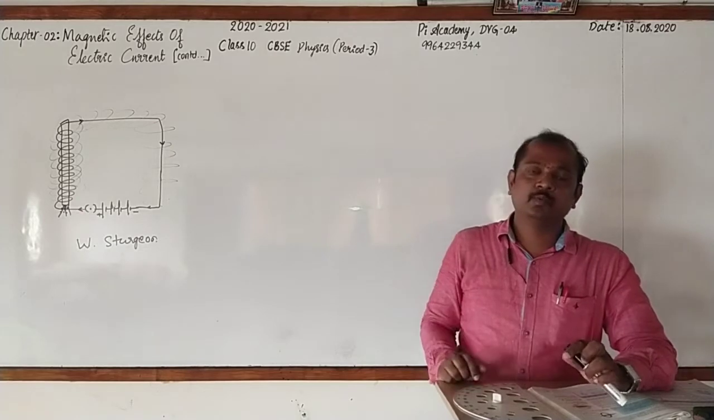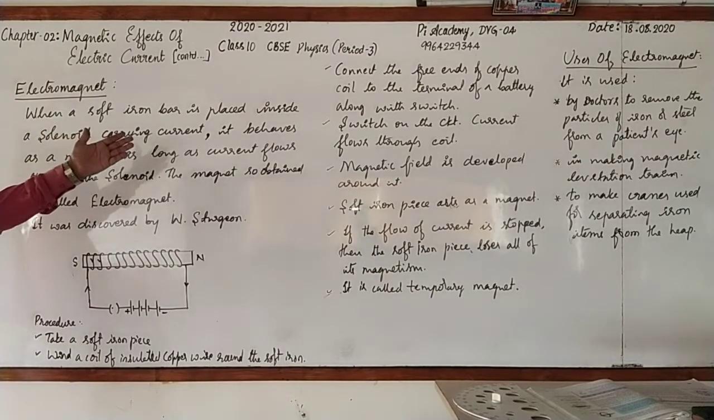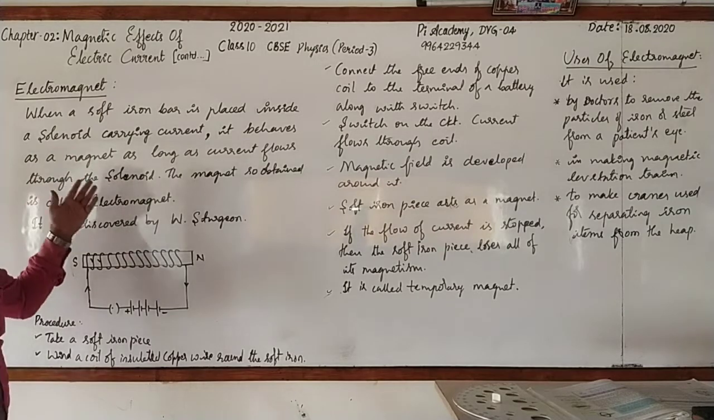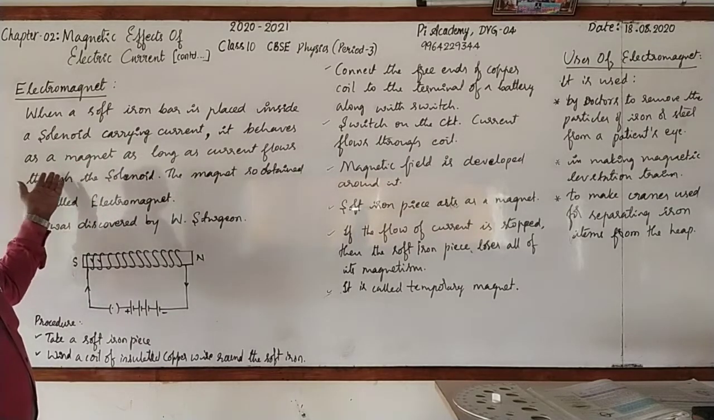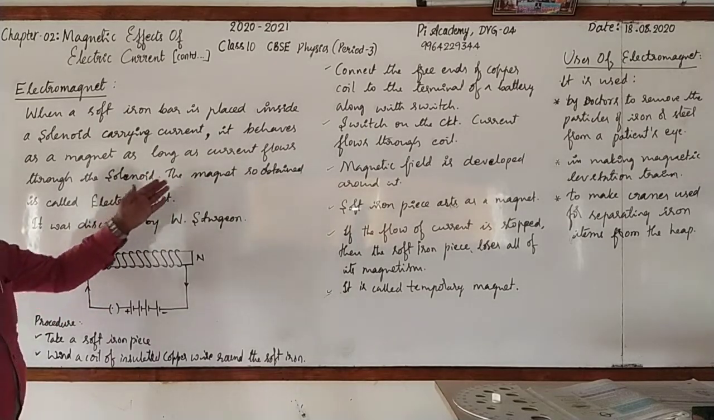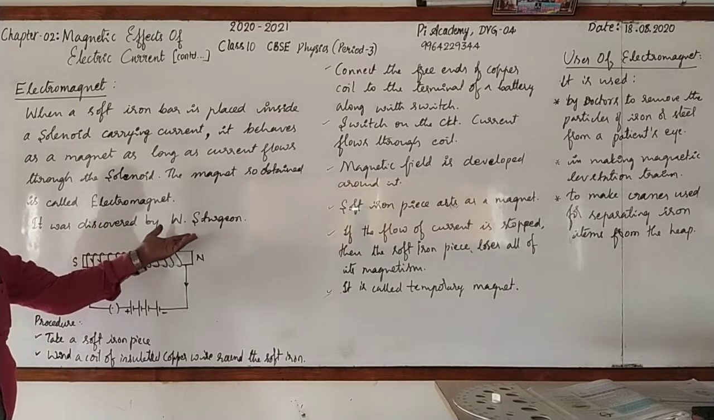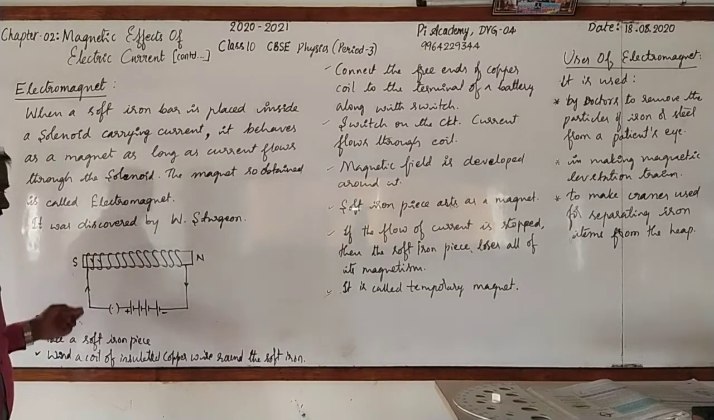Now let me tell you one by one. Dear students, here I have written the definition of electromagnet. I told you that when a soft iron bar is placed inside the solenoid carrying current, then it behaves as a magnet as long as the current flows through it. The magnet so obtained is called electromagnet, and it was discovered by W. Sturgeon, and this is the diagram of electromagnet.